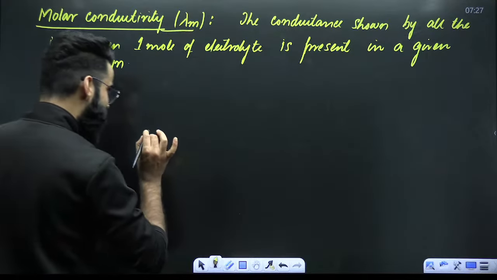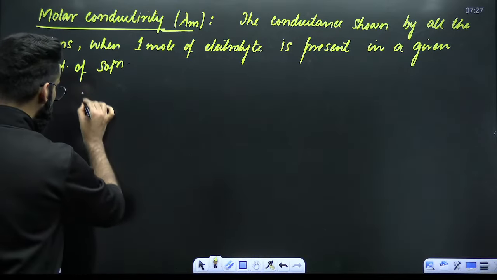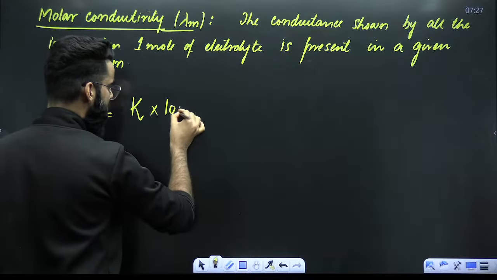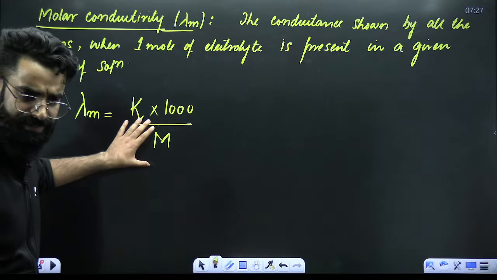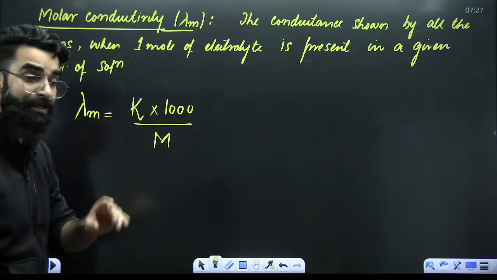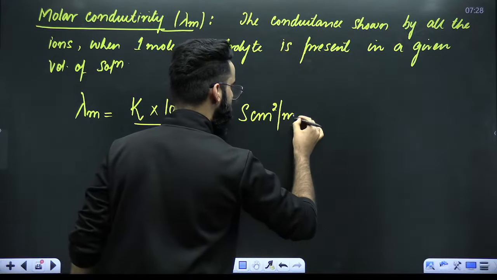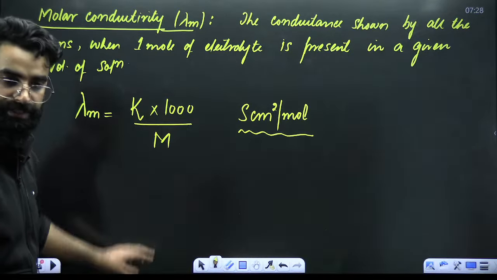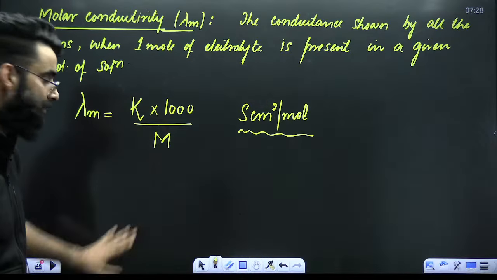Now guys, I'm directly going to give you the result. I'm not deriving it. Molar conductivity of the solution is always equal to kappa multiplied by 1000 divided by molarity of the solution. This is the result which you will be using when you have to calculate molar conductivity in Siemens centimeter square per mole.